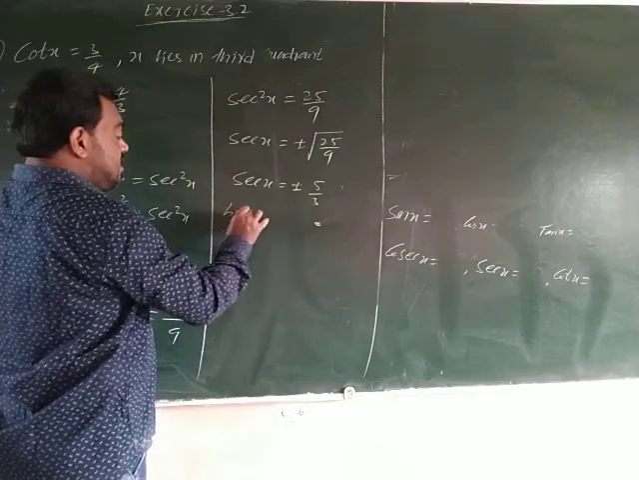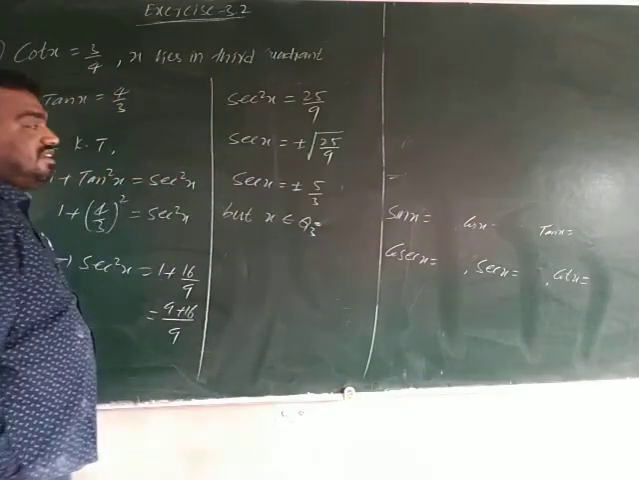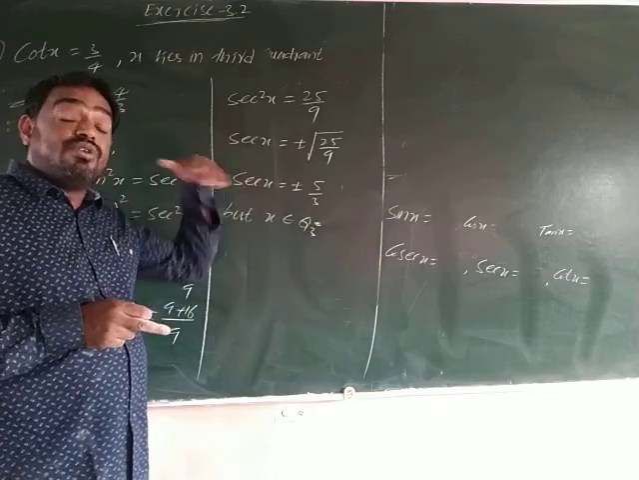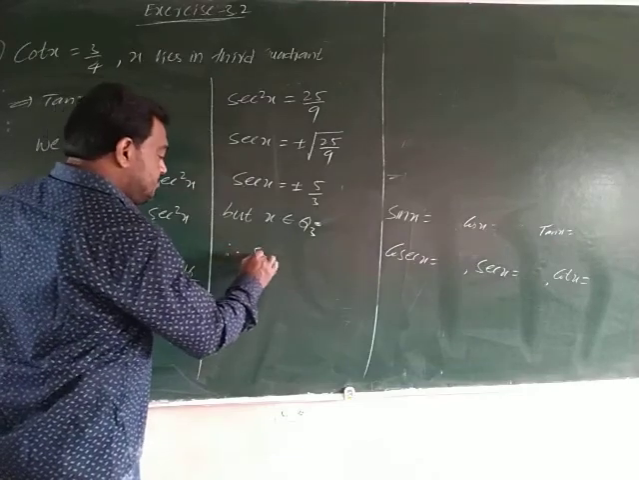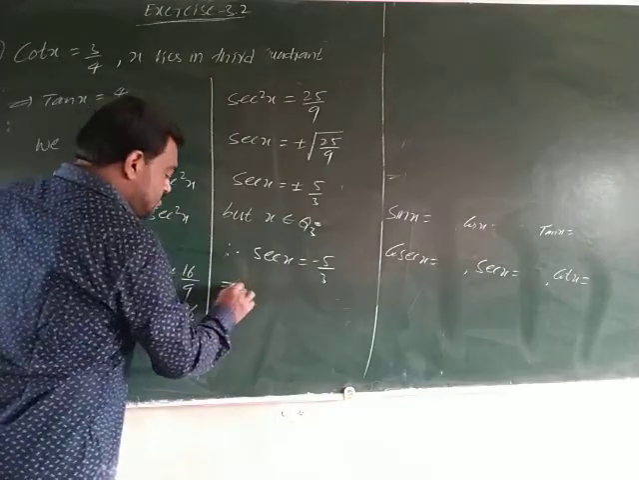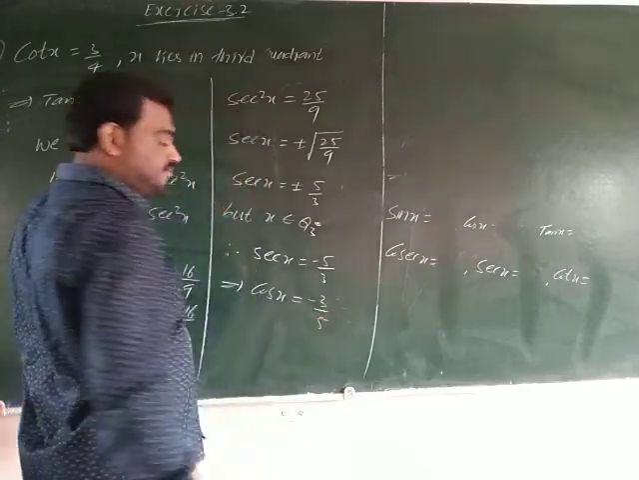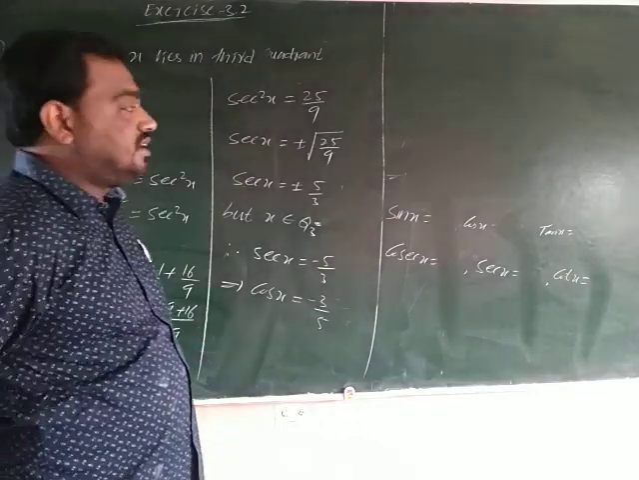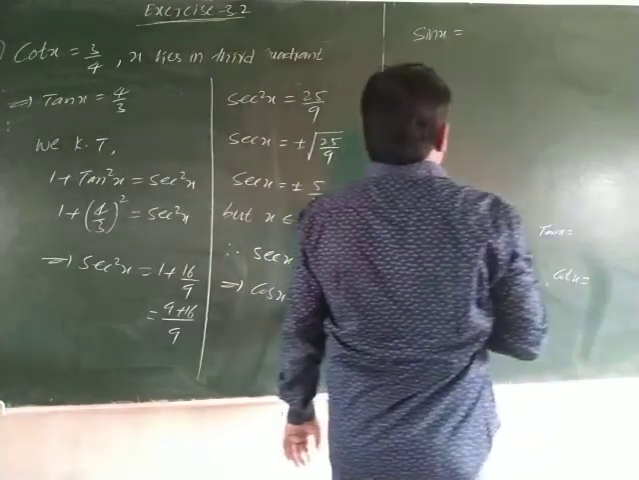But x lies in which quadrant? x lies in the third quadrant. In the third quadrant, secant is negative. In which quadrants is secant positive? First and fourth. Second and third are negative. So therefore secant x is equal to minus 5 by 3. If secant x is equal to minus 5 by 3, cos x is equal to minus 3 by 5. Now what do we need to find? Sin and cot. You see sin x. Sin x is equal to what I am writing?